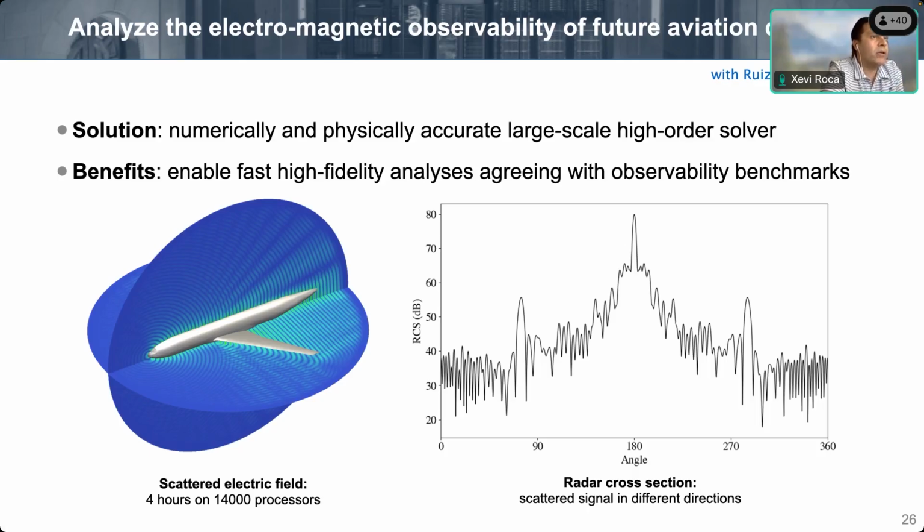actually a logarithmic scale. So the higher the number, the more visible the object. The lower the number, the less visible the object. This is the quantity of interest for the engineers. Next slide.